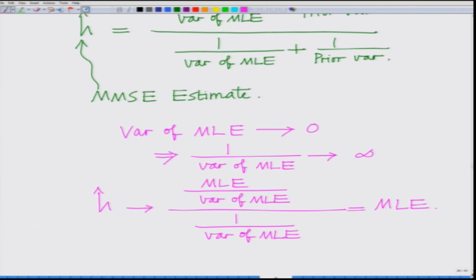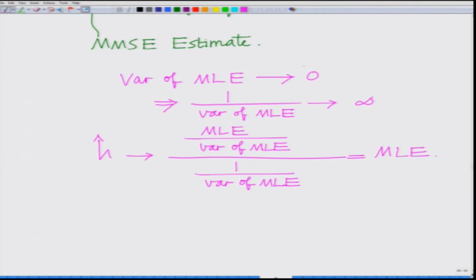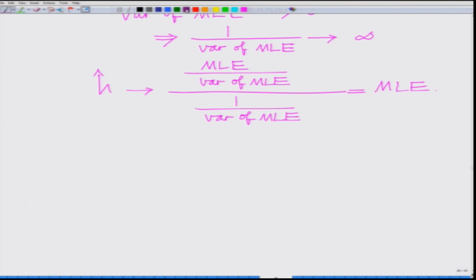What we have is when the variance of the maximum likelihood estimate is very small, that is tending to 0, or in other words it is very small in comparison to the variance of the prior. That is basically what we are saying: sigma square divided by norm x bar square is very small in comparison to sigma h square. Okay, this is the condition. Variance of MLE tends to 0 implies sigma square divided by norm x bar square is much smaller than the variance of the prior.